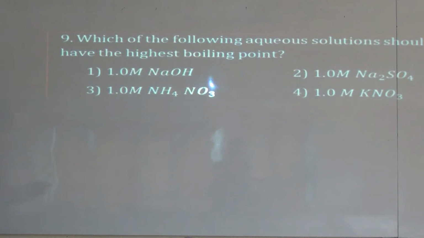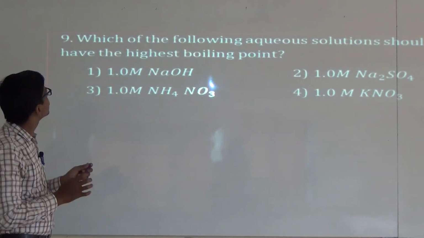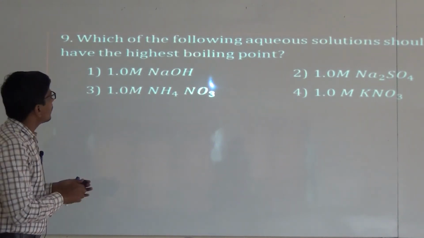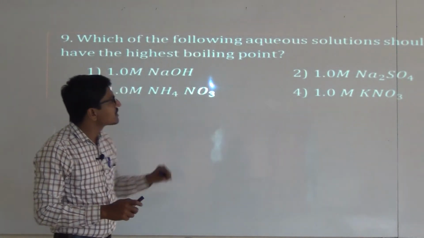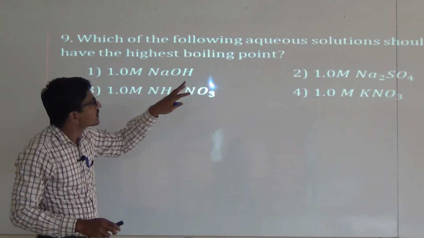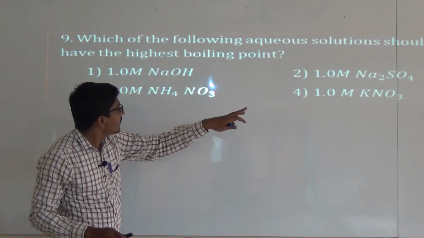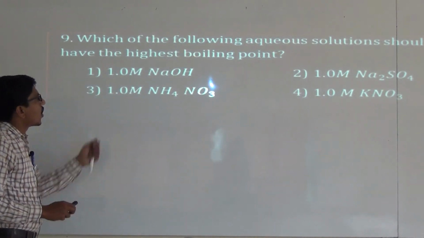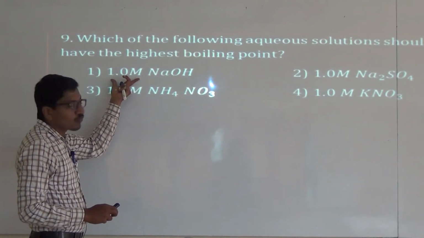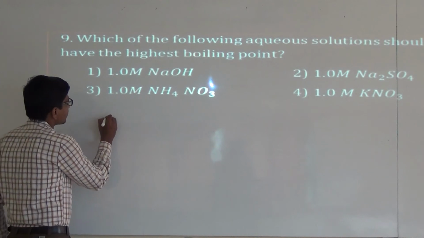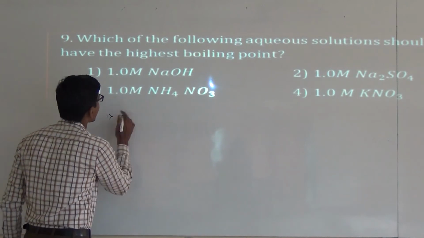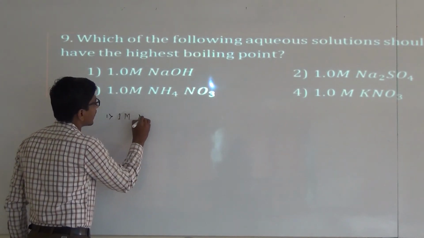Next question: which of the following aqueous solutions should have the highest boiling point? In this, the concentration of all these solutions, that is 0.1, NaOH, sodium sulfate, ammonium nitrate, and potassium nitrate, all these four solutions have the same concentration, 1 molar. In the first case, the first one, 1 m NaOH.